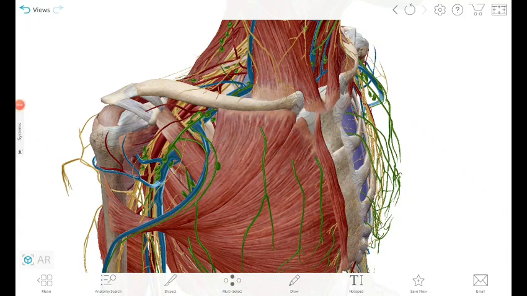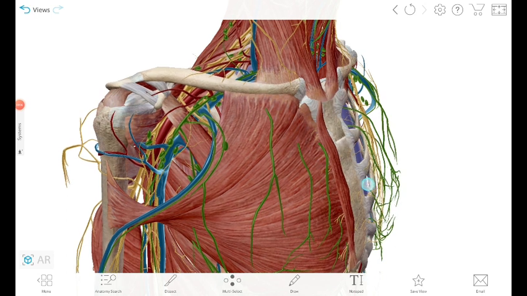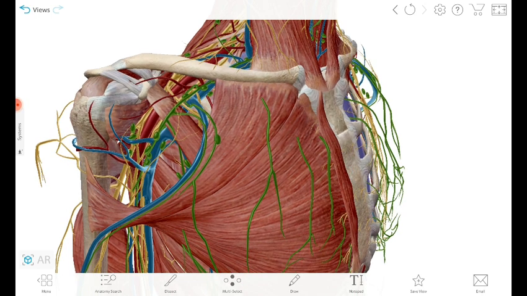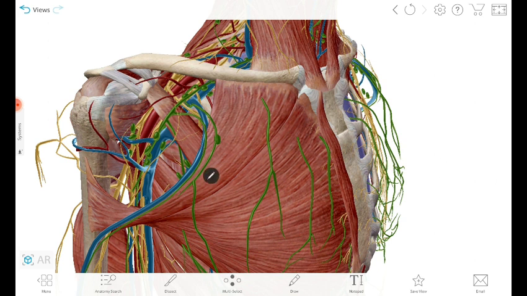We'll be talking about the boundaries of axilla and its contents. So the anterior boundary of axilla is formed by muscles. You can see one muscle over here, this muscle arching over and attaching to the humerus. This muscle is the pectoralis major.